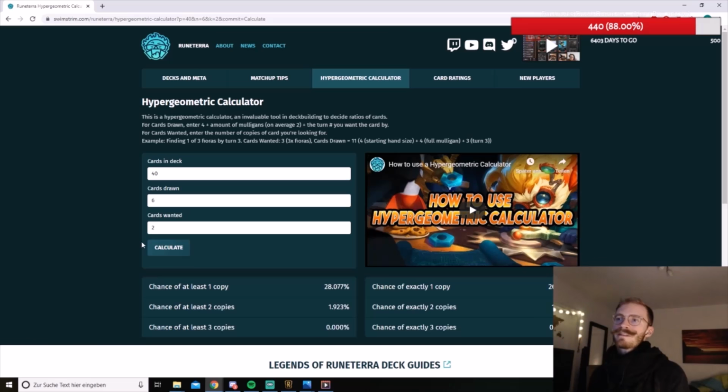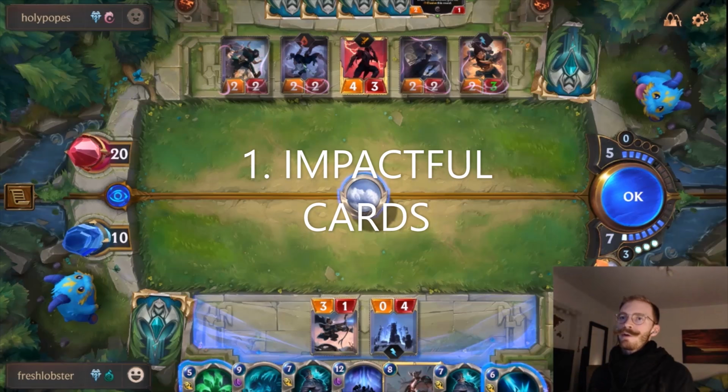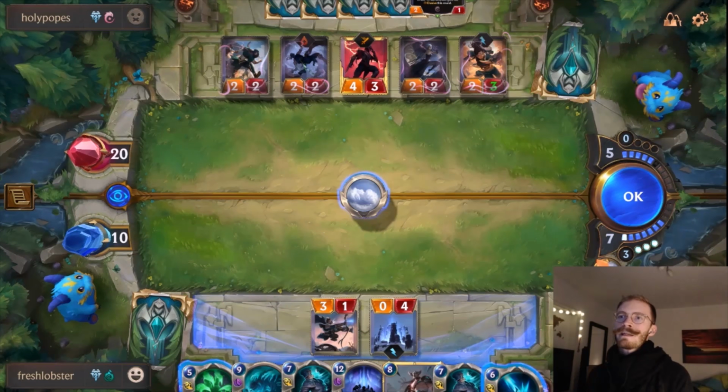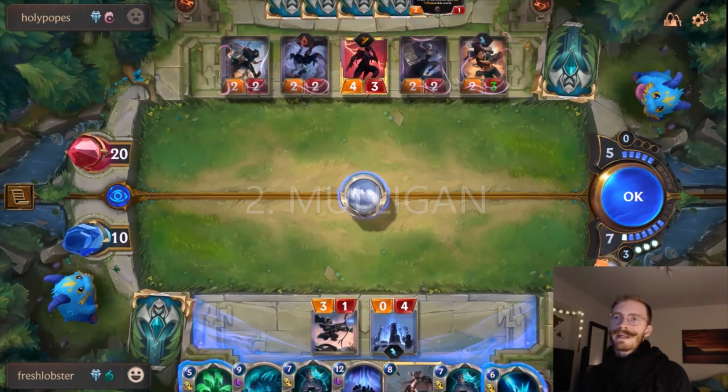If our opponent is only 28% likely to hold Deny in hand, then Ruination is definitely the better play in this spot. So guys, this example is supposed to teach you 2 things. One is knowing the impactful cards for this matchup and keeping track of them. And the second one is keeping track of whether your opponent already played all of the cards from his mulligan, from his opening hand that is.